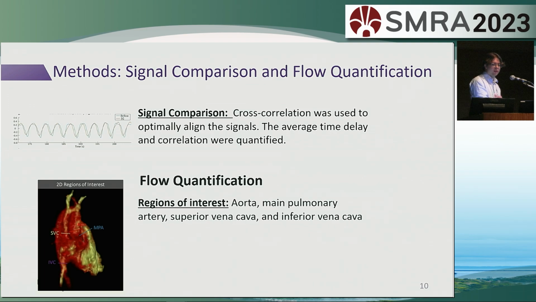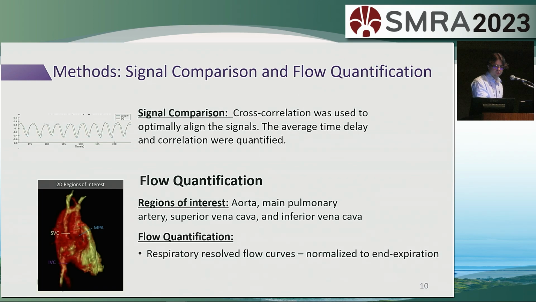The way that we validated this: for our signal comparisons for respiration, we performed cross-correlation to align the two signals together and reported the average time delay and the correlation between them. For the flow quantifications, we used Circle to analyze both the 5D flow and 2D real-time phase contrast, where we placed planes in the aorta, main pulmonary artery, superior vena cava, and inferior vena cava shown here.